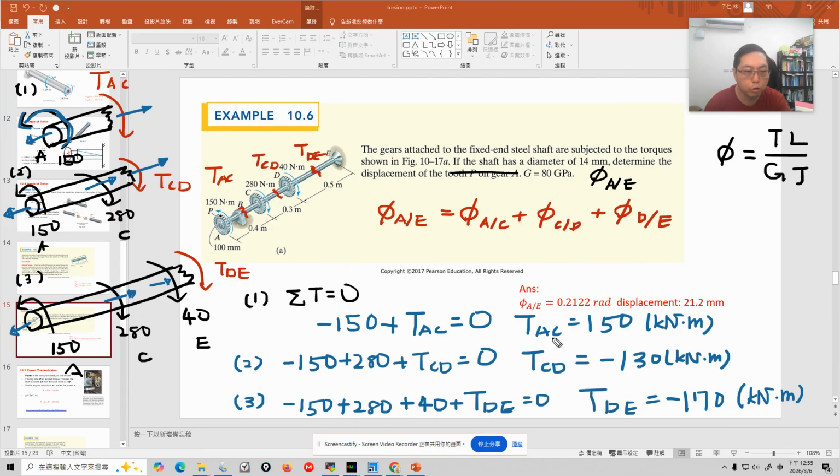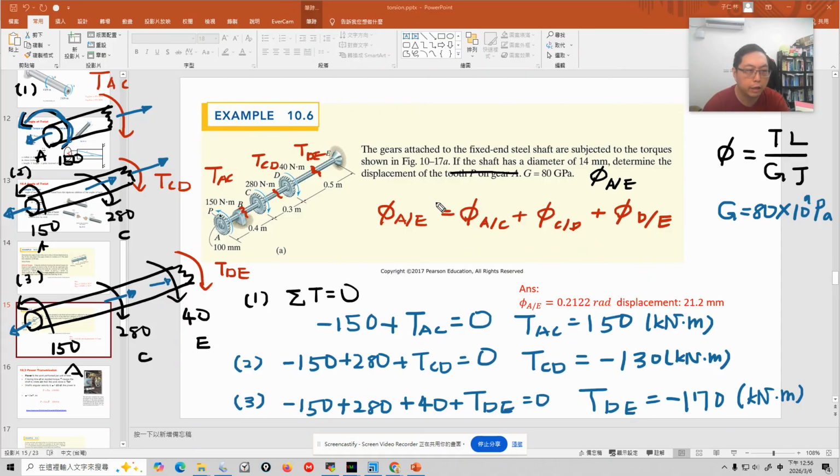Okay, so we have the torque AC, torque CD, and torque DE, on the AC section, CD section, and DE section. And then we can plug in all the information we have. For this problem, it gives us G, the shear modulus. The shear modulus is 80 gigapascal, so it's 10 to the power 9 pascal. And what else for the J?